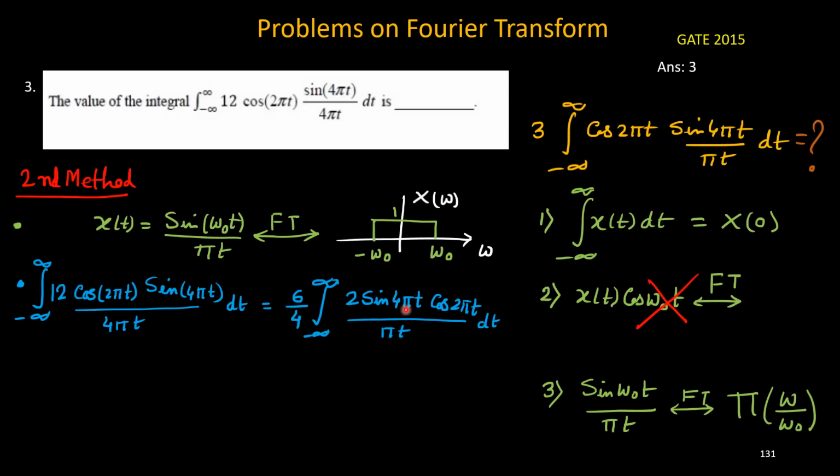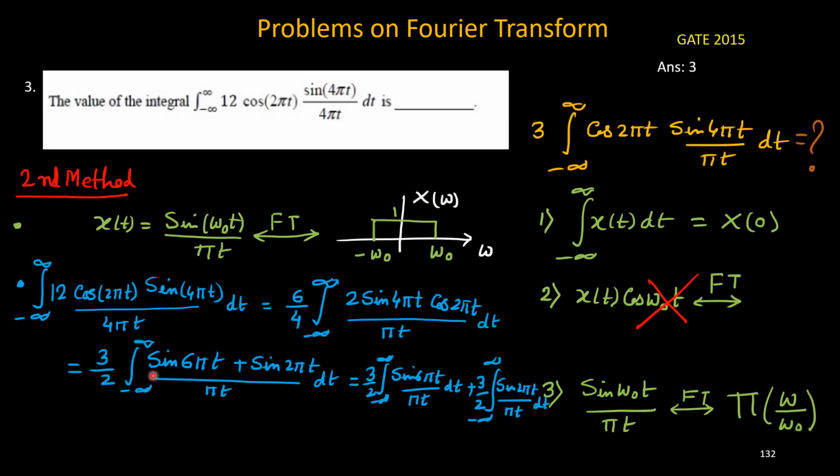This is 2 sin a cos b form, sin(4πt) into cos(2πt) dt upon πt. As it is 2 sin a cos b form, I can replace it by sin of (a plus b) plus sin of (a minus b). So this one becomes sin(6πt), and again sin of (4 minus 2, which is 2) πt, upon πt. Now we can distribute this and separate it. It is 3 by 2 integral of sin(6πt) upon πt dt, and again 3 by 2 integral of sin(2πt) upon πt dt.